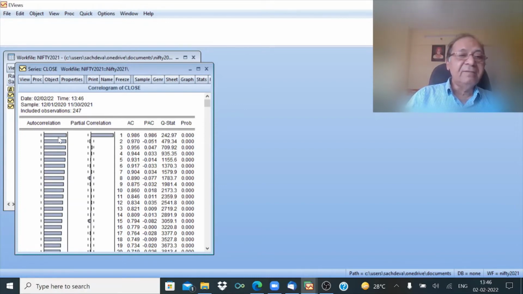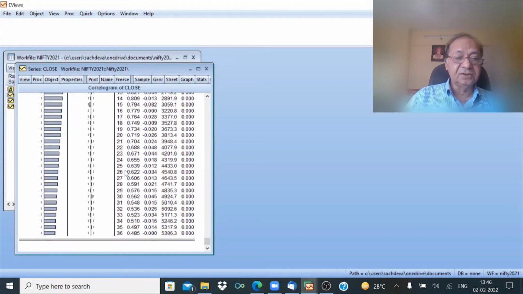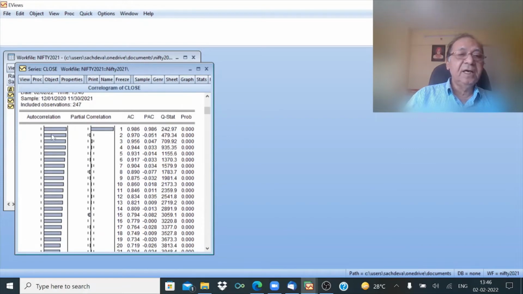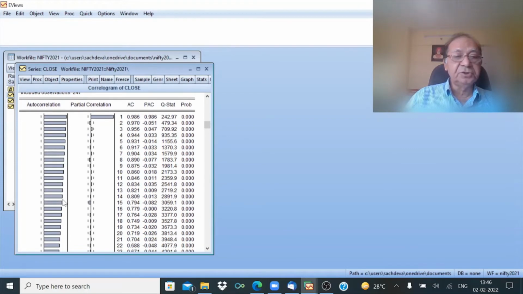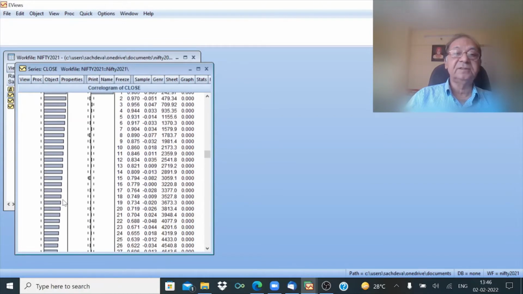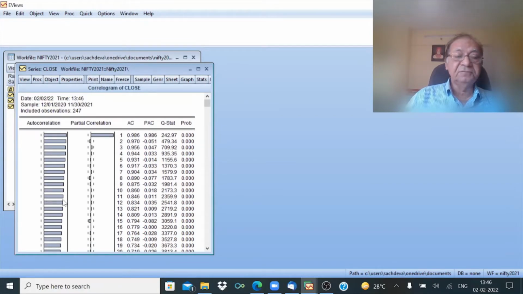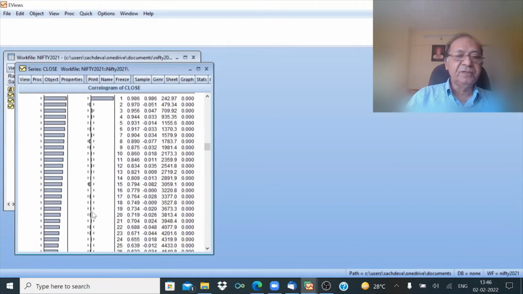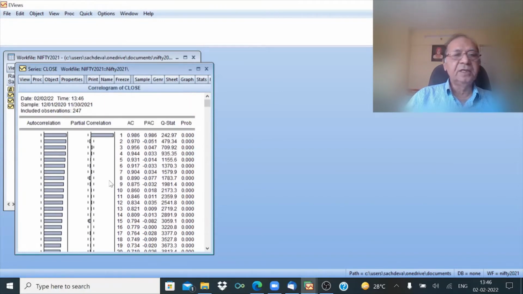See, at level, we have taken 36 lags. All lags are significant, and it goes on reducing and reducing. All 36 lags are significant, so it will be a confusion for us at level. But in partial correlation, after one lag, all the lags lie between the dotted lines, that is the 95% confidence level. So there is no issue.